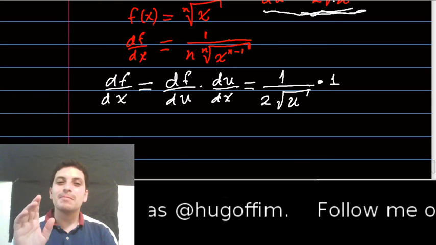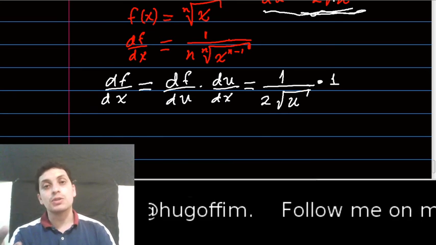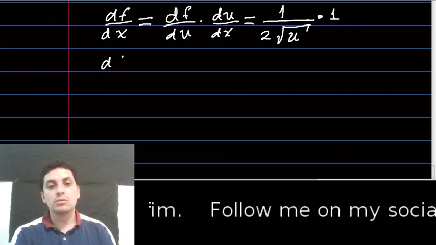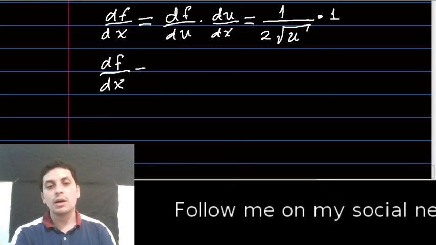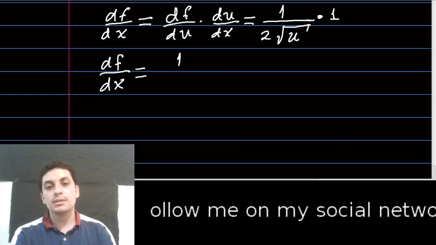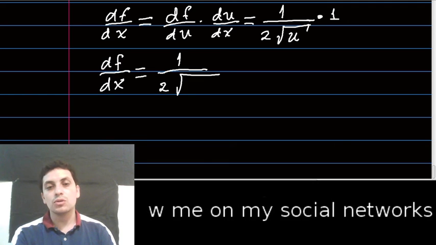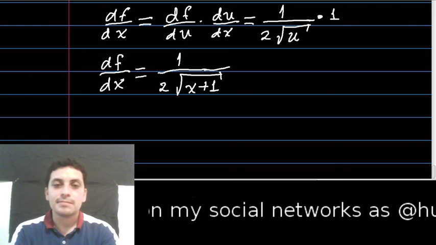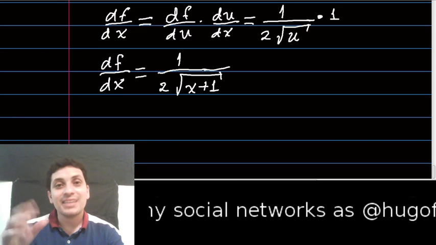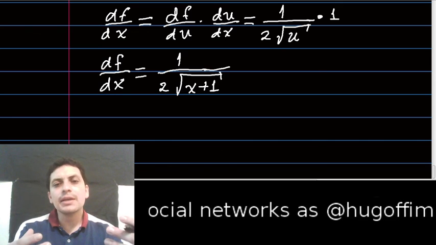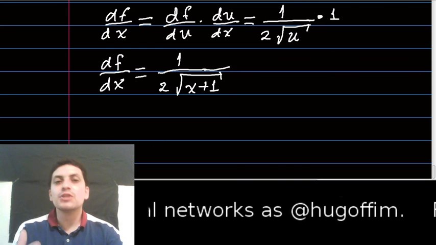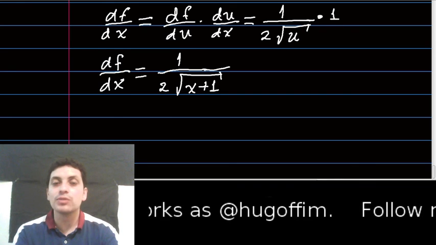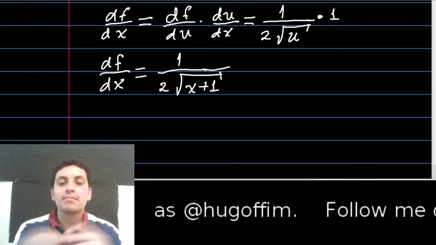But be careful, you cannot finish your exercise by leaving it in terms of u. You need to write it in terms of x. So to finish our chain rule, I'm just going to use u as x plus 1. So 2 root of x plus 1. And this is how you apply the chain rule in order to differentiate any function. Okay, I did it step by step, very slowly, for you to understand how and when to apply the chain rule, and that's it.